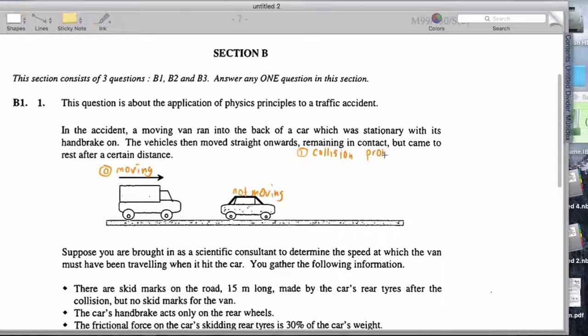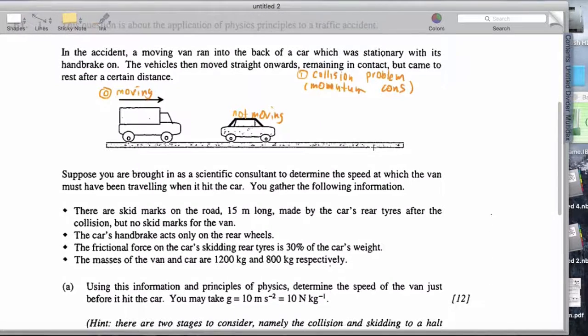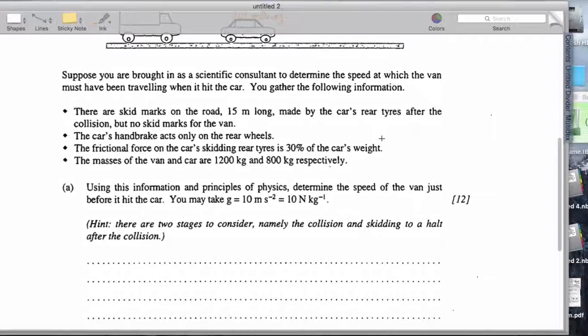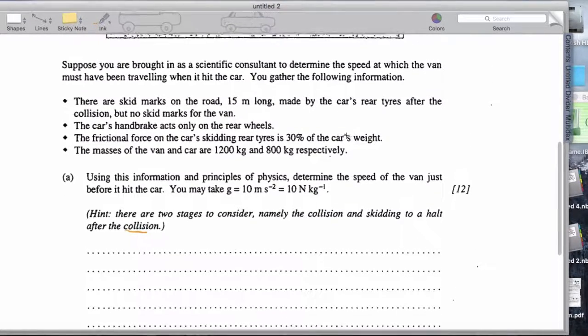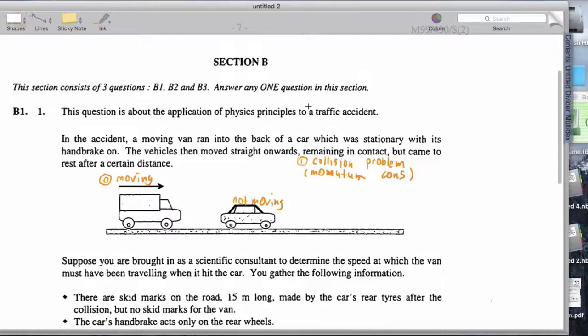And to me, that's going to mean momentum conservation. So I'm going to scan and see if I can find the word collision in there. I'm just going to skim it. Oh, there it is. So definitely we're going to need momentum conservation.